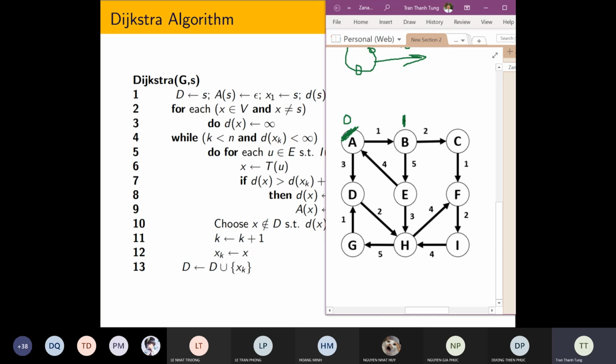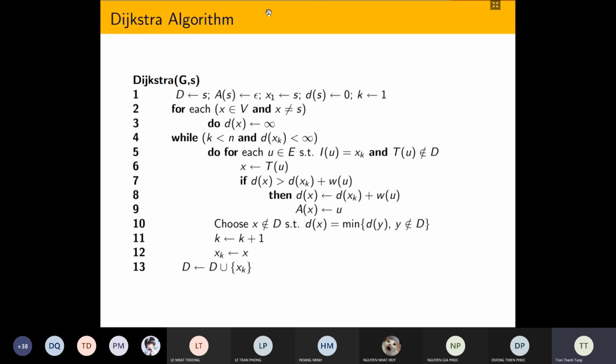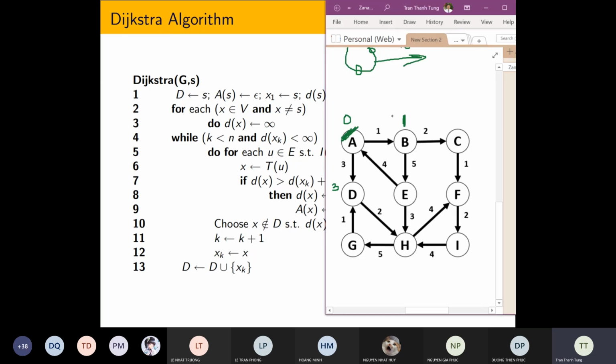Okay, because we found a new edge, a new path from the source to this knot, so here we set it to 3. Okay, and what we do, say then we select the S not in D in such a way that the distance from source to that is the minimum of all the knots outside of the marked set, and we put it in D. So outside here, everything else is infinity, and this one we have the smallest, so we take it.